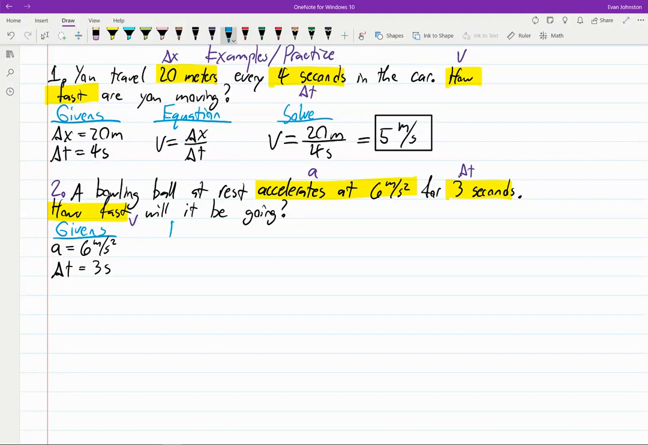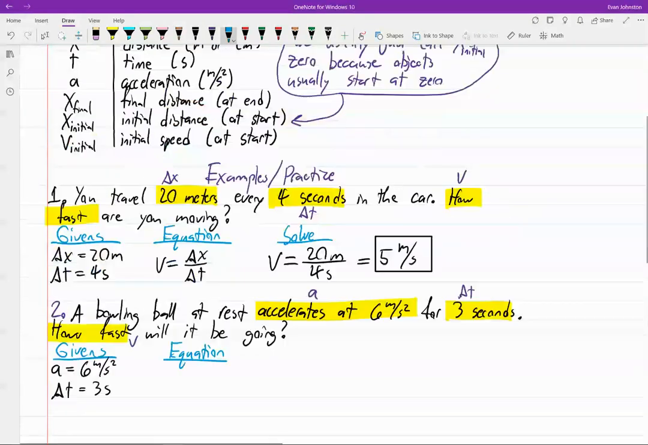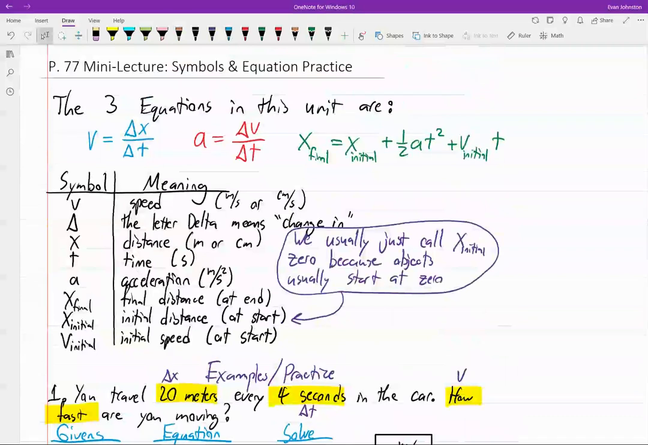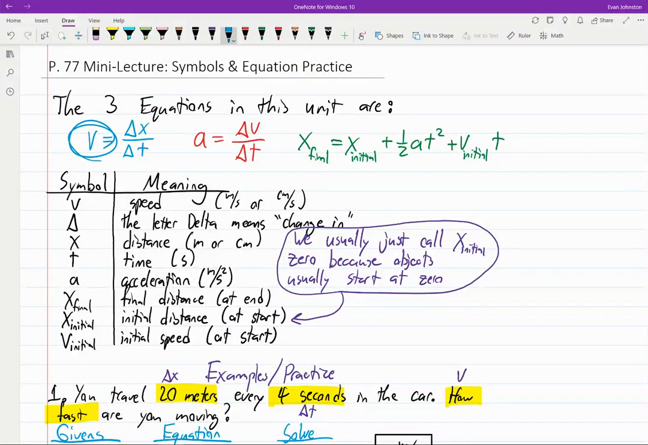All right, let's figure out the equation then. We know A, we know T, we need V. Well, this one has V. That's what we want. And we know T. That's pretty handy, but we don't have X. We don't know how far it's gone. We can't use the first one. That one just straight up doesn't work.